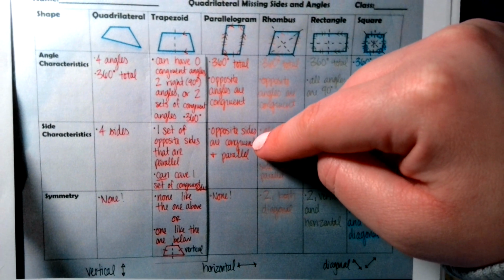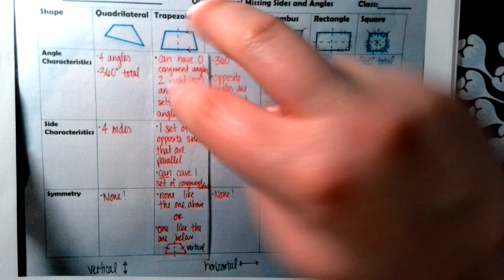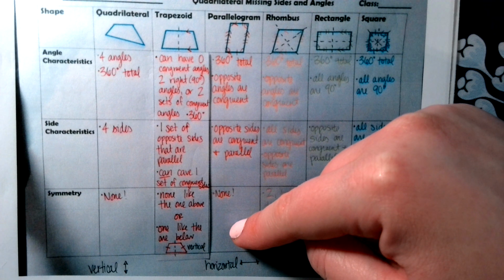Opposite sides are congruent and parallel. So that means that those 2 sides are the same and they're parallel. Those 2 sides are the same and they're parallel, but they do not have any symmetry for parallelograms.